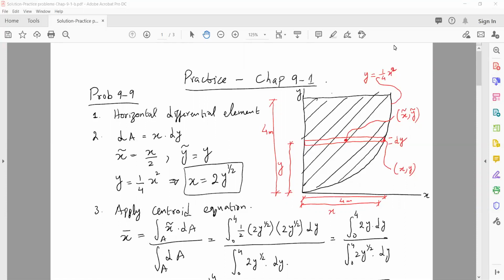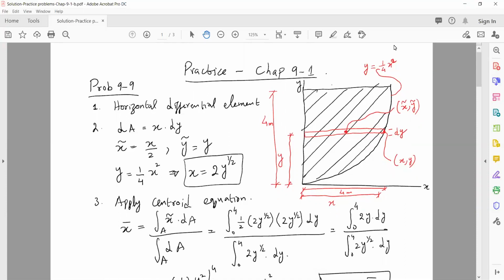So today, this problem 9-9 of your book, we are going to do with a horizontal element, so that you are familiar with both vertical and horizontal elements, right? And whichever is easier, you can resort to that method.